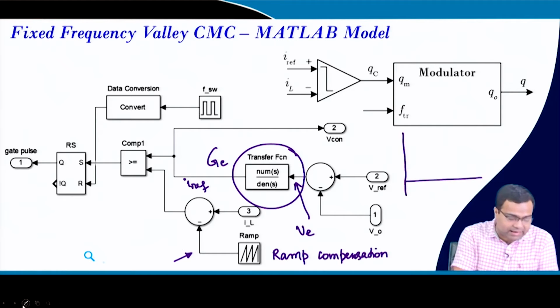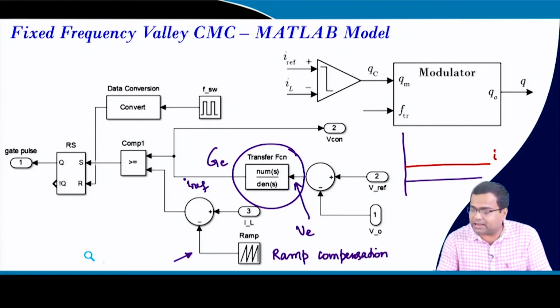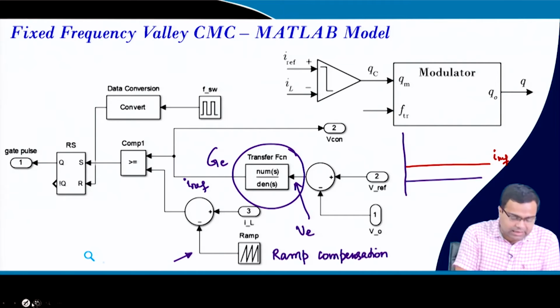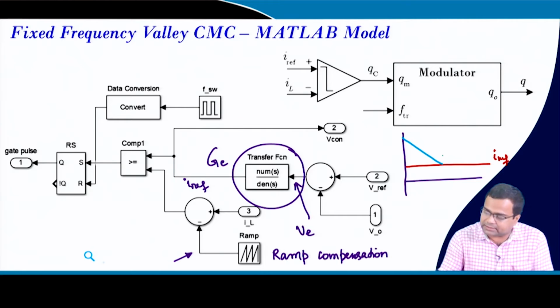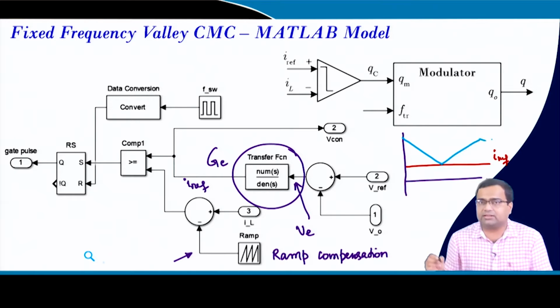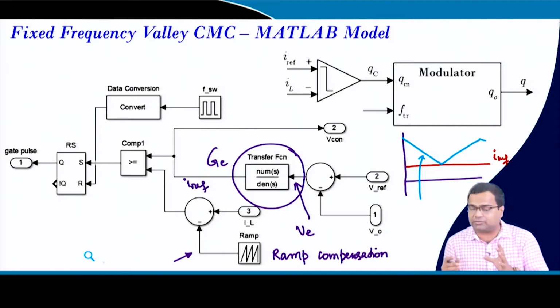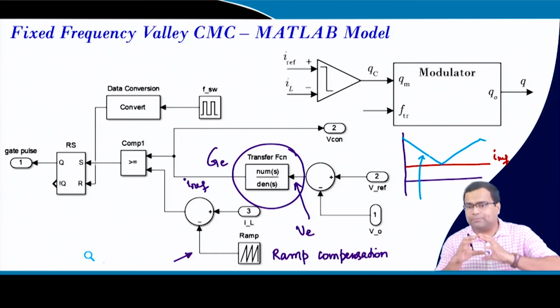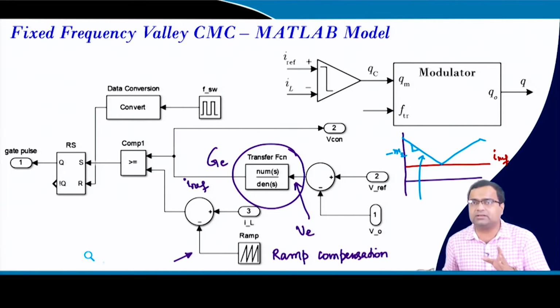Here we are talking about valley current mode control. If you look at this valley current reference, the inductor current is like this, and then it goes up like this. Here we have to add a compensating ramp, and add means what? The falling slope. If you want to add the falling slope, that means your falling slope is minus M2. That means our ramp should also be a falling slope, right? Then only you can add.